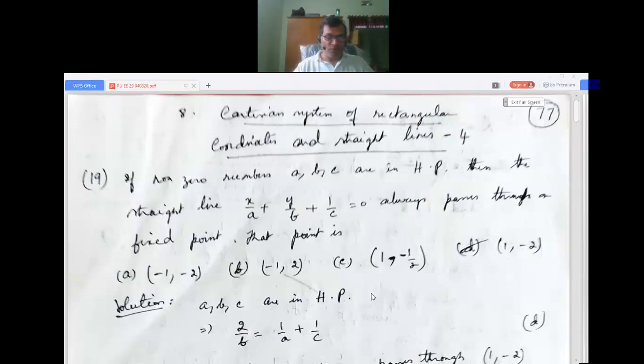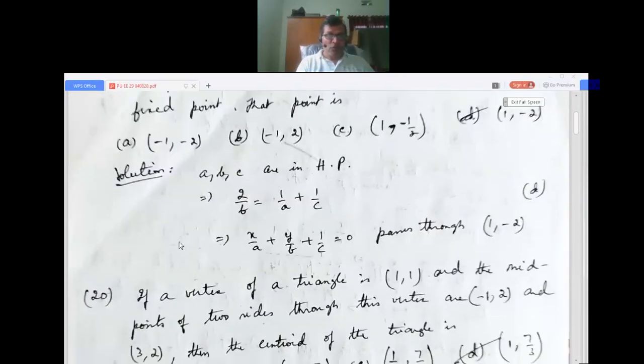I hope you understood the problem. If non-zero numbers are in HP, meaning harmonic progression, it is the reciprocal of arithmetic progression. Then the straight line x by a plus y by b plus 1 by c equals 0 always passes through a fixed point, and that point is: first option minus 1 comma minus 2, second minus 1 comma 2, third 1 comma minus half, and fourth option 1 comma minus 2.